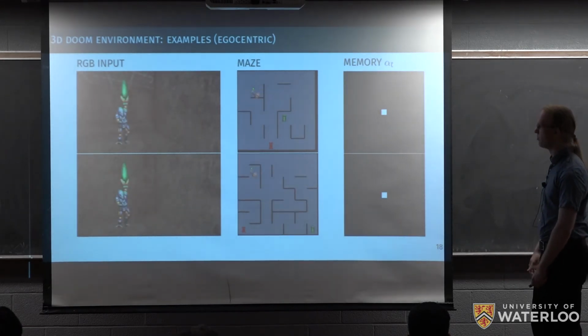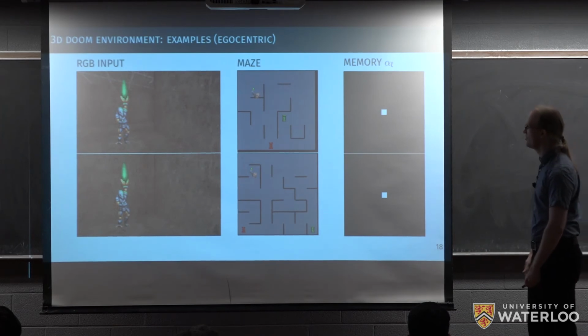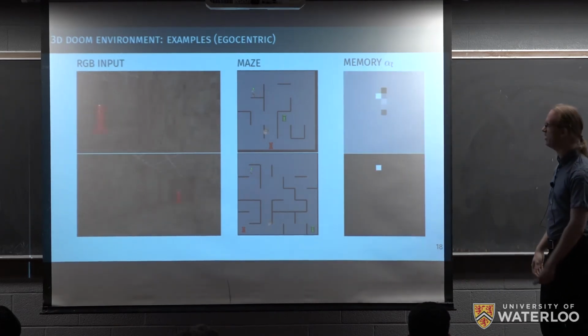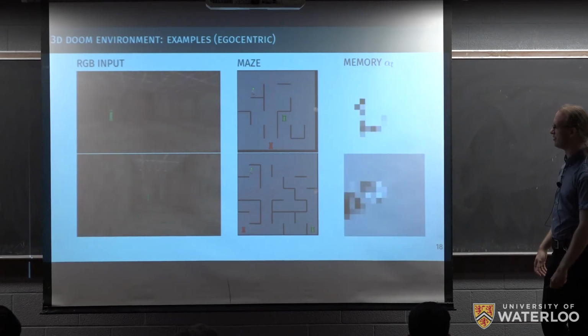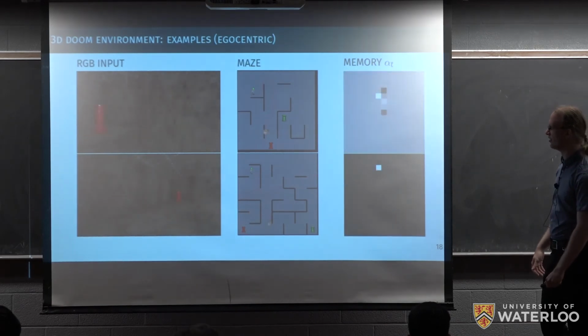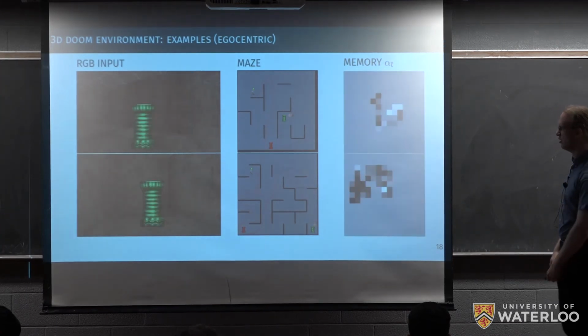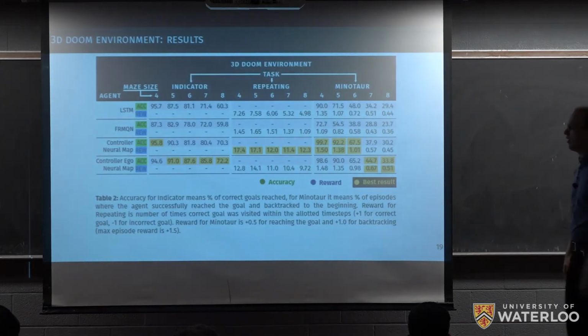Here's another example with egocentric motion. As you can see, the agent always writes to the center of the map, and as it moves around, you can't really see very well what's going on because the memory content is shifted around. And here are the results.